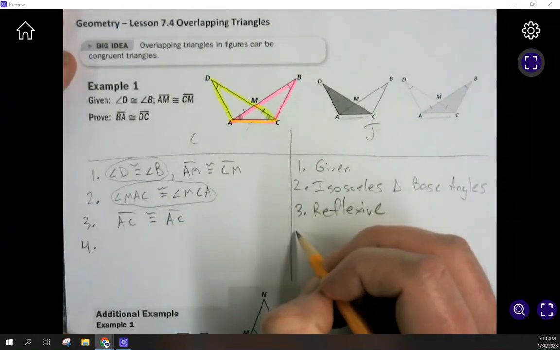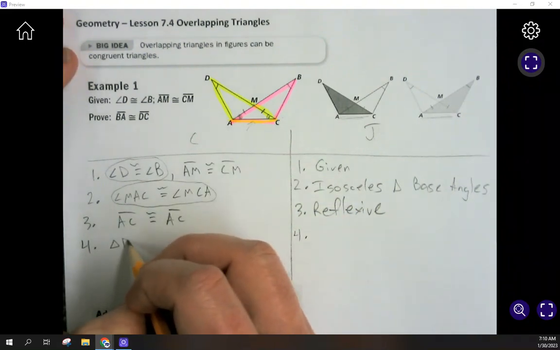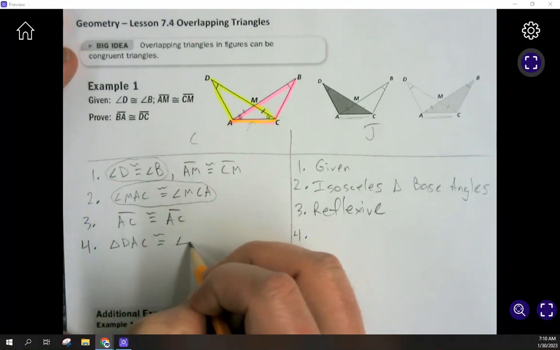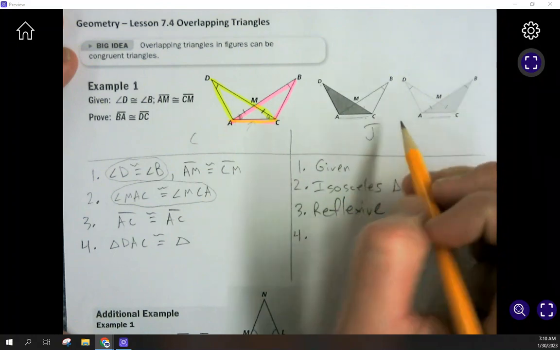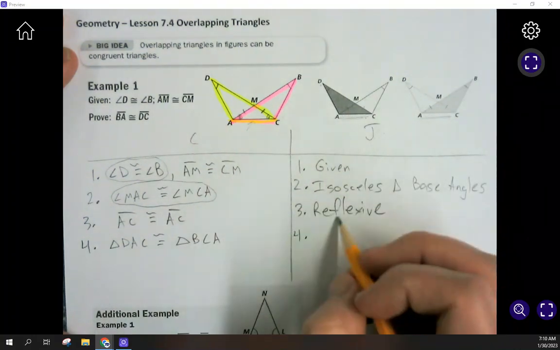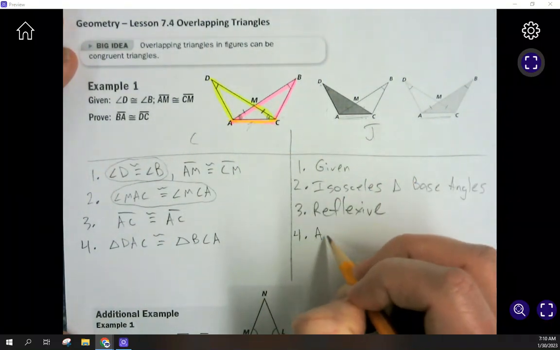Now I have enough information to say that these triangles are congruent. So triangle DAC, and remember I need to match these up. So I went DAC, so it's going to be BCA. And this is angle, angle, side.